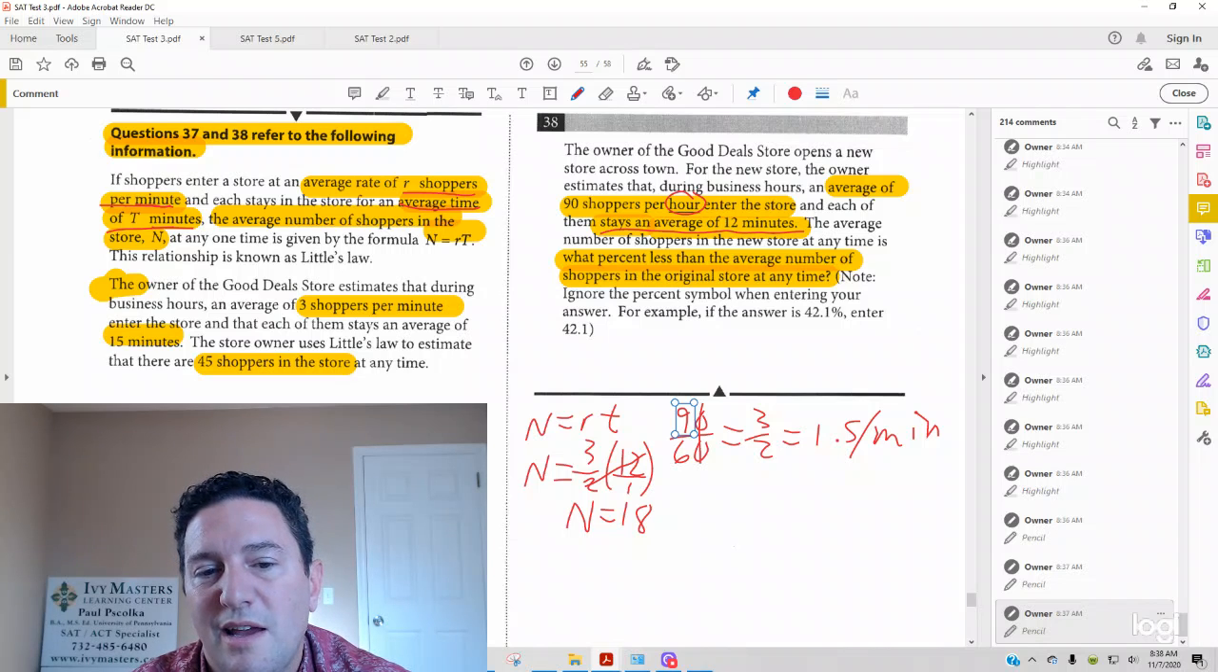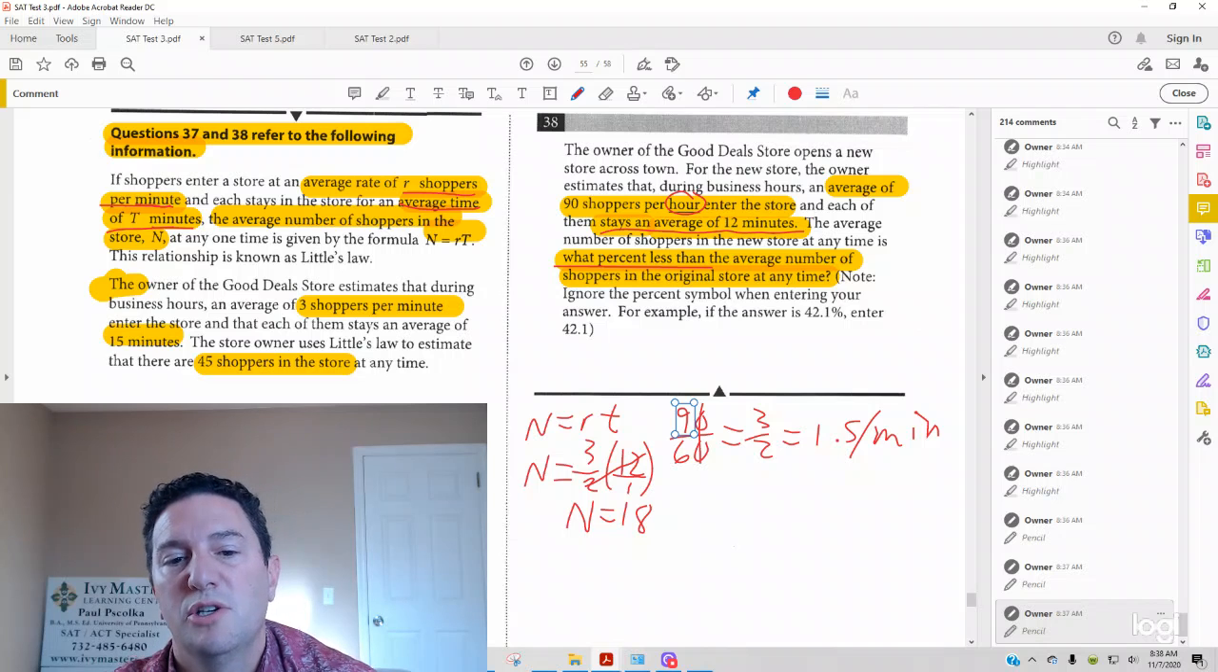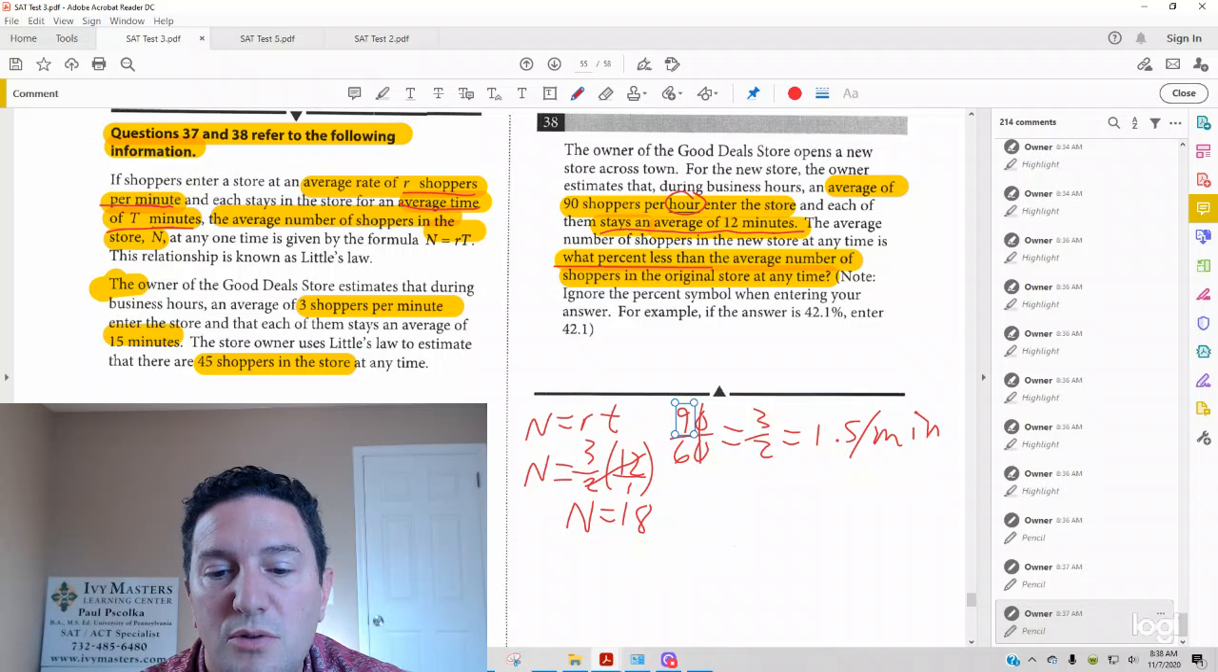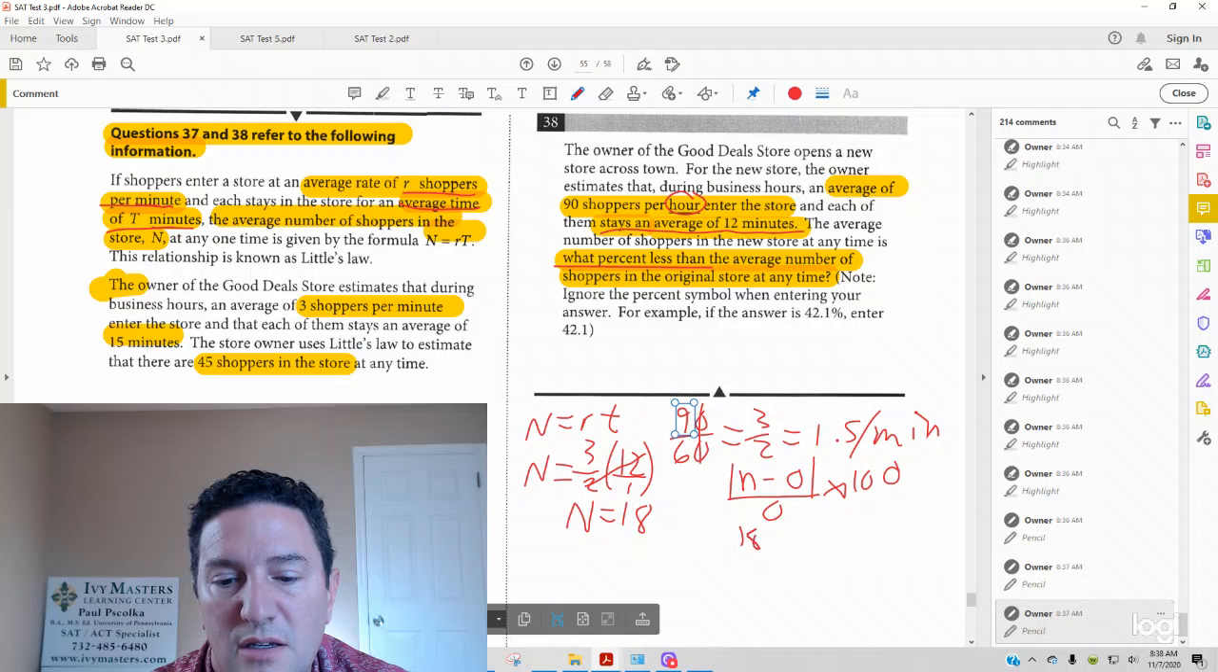Now, we're ready to tackle the second part of this. We need the average number of shoppers in the new store at any given time is what percent less. So when you have a percent increase, percent decrease, percent greater, or percent less, what you could do is use this formula: absolute value of new minus old, over old, times 100. So what's your new number? It's 18. What's your old number? It's 45, over old 45, absolute value at the top, times 100.